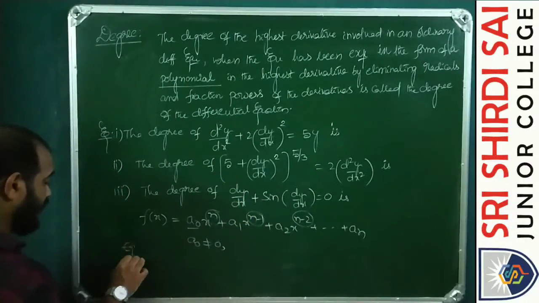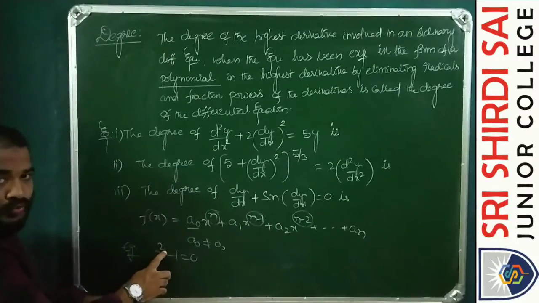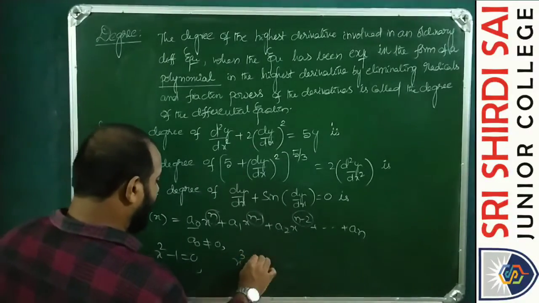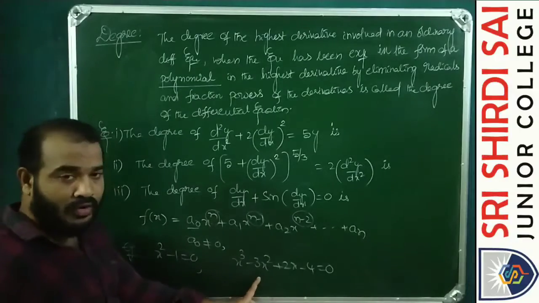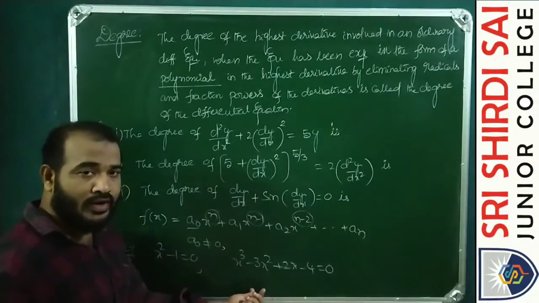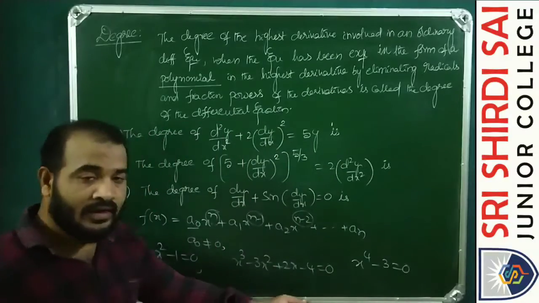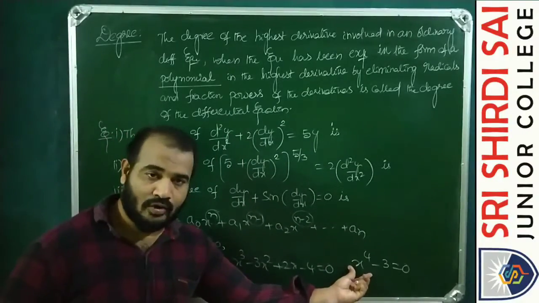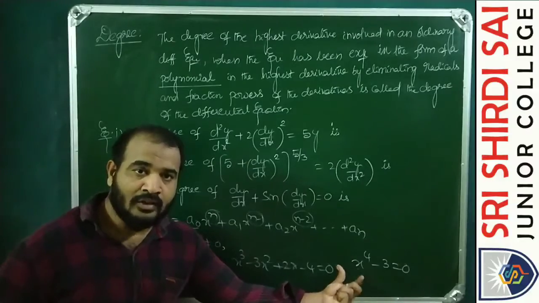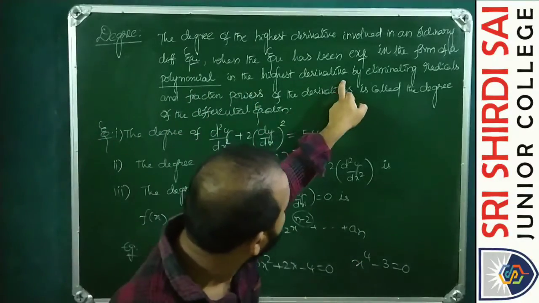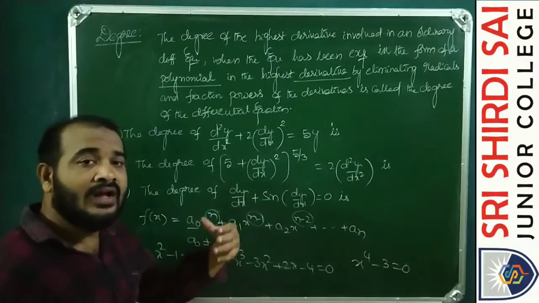Examples for this: x square minus 1 equals 0. This is a polynomial of degree 2. Likewise, x cube minus 3x square plus 2x minus 4 equals 0 is another example of a polynomial whose degree is 3. It's a cubic polynomial. x power 4 minus 3 equals 0 is a biquadratic polynomial whose degree is 4. So therefore n should not be a fraction. That's what we mean here by polynomial in the highest derivative, polynomial in the derivatives.